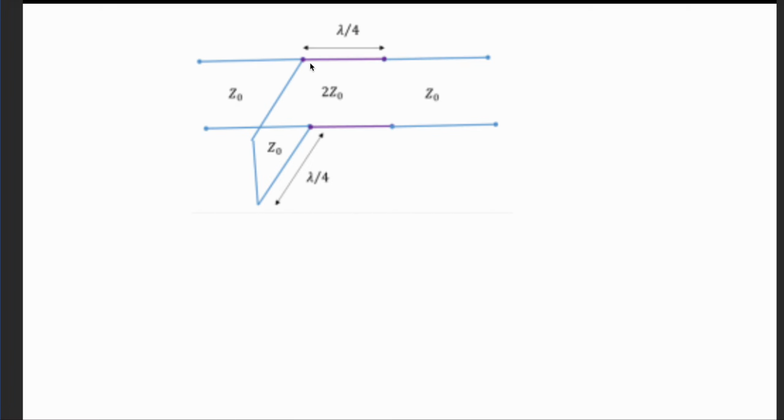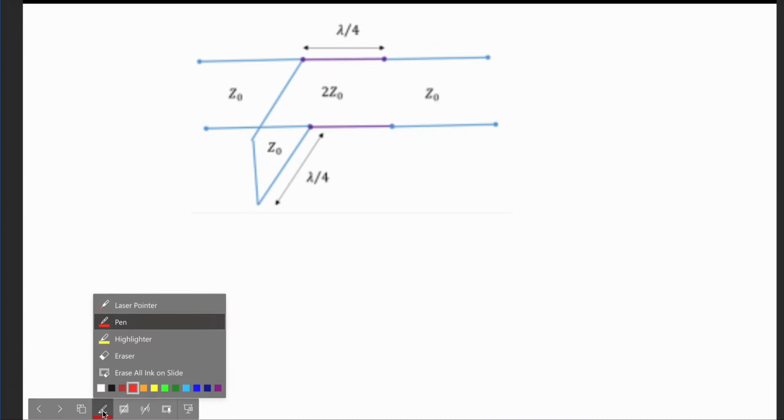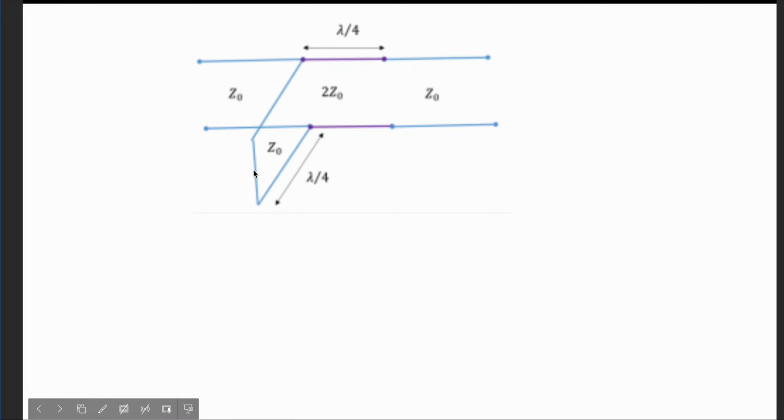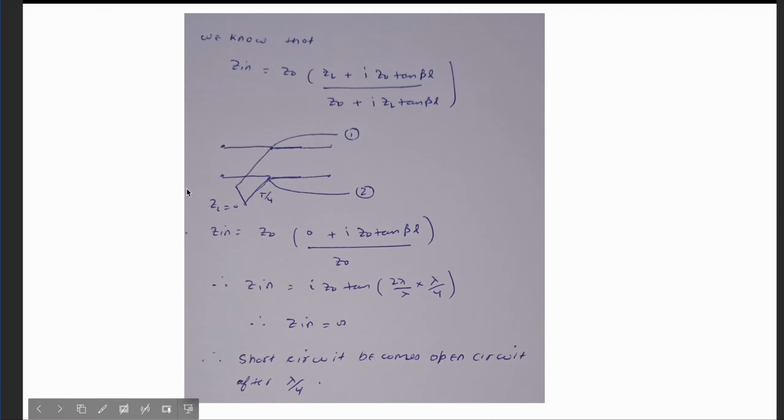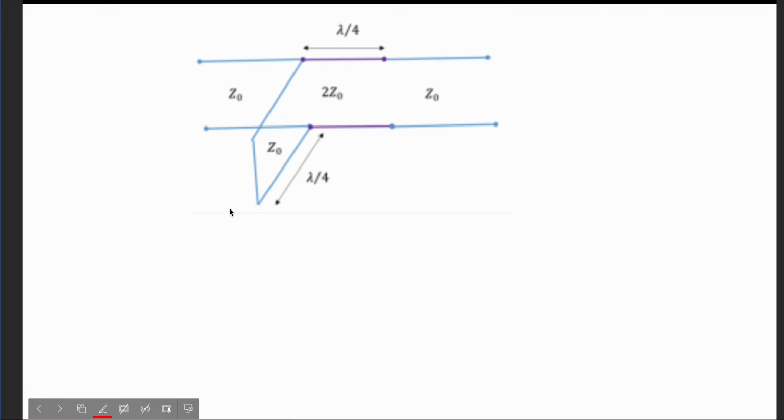So suppose you have a lambda by 4 line with an impedance of 2Z naught. Suppose the shunt is not there. Let's just suppose this shunt is not here first.